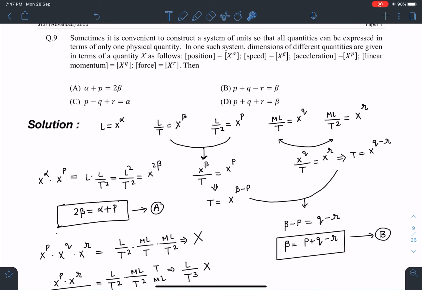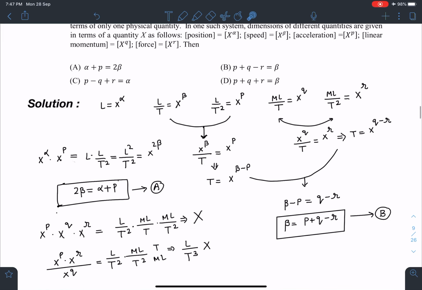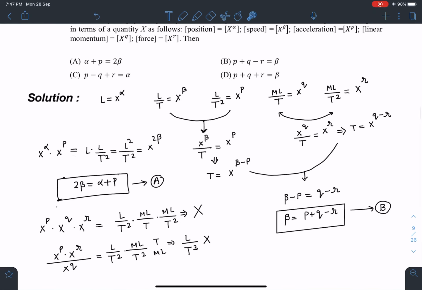The easier way, however, will be, if you see here, I'll check p plus q plus r. So I'm just multiplying those quantities here. So L by t square, ml by t, ml by t square. When I do that, I don't get any option on the other side. So D is wrong. Similarly, I can check for p plus r minus q.